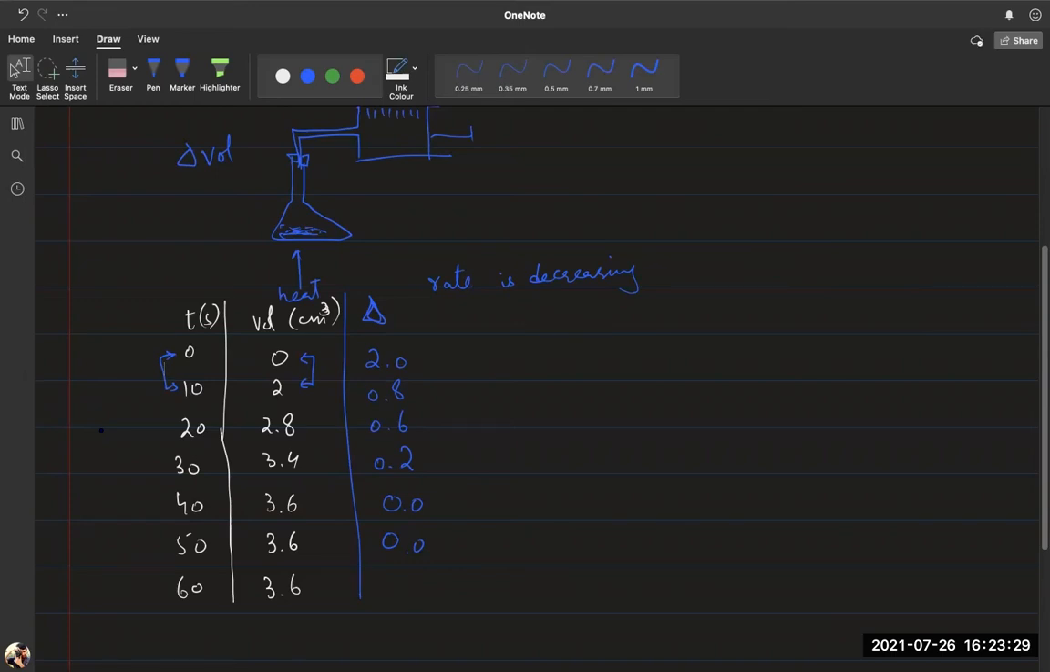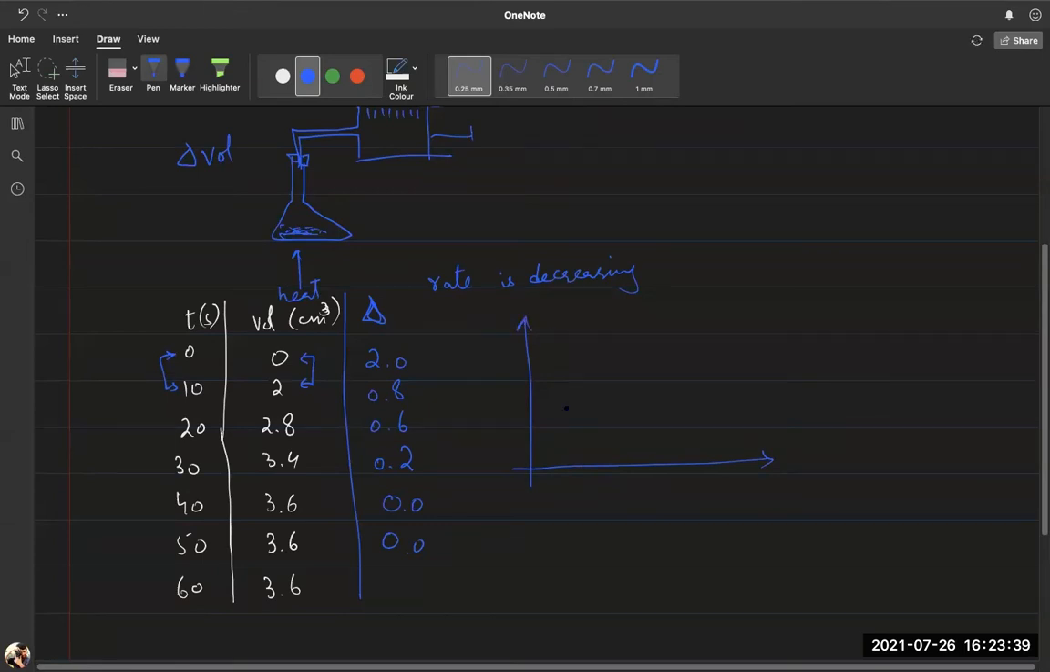In O levels or IGCSE, we don't do much calculations. What we do instead is we take the table and we just draw it on a graph. So you can take this thing, put it on a graph. So at 0, it is 0. At 10, it is 2. Let me just put it like this. Okay, this is 1. This is 2. This is 3, and so on. This is 4.